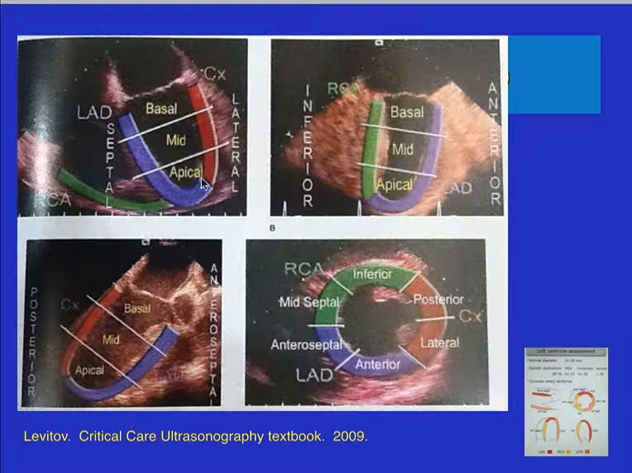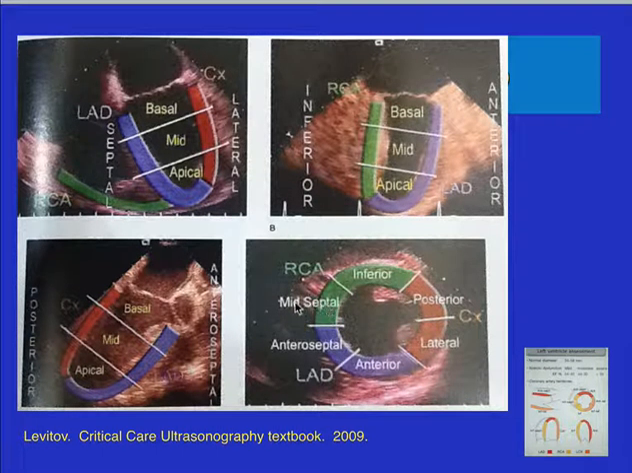Here's a slide that shows the different segments of the heart when you're looking at it in different views. This is an apical four-chamber view. This is a parasternal short view. This is the mitral valve, a parasternal long view. So you can see the apex at the end and basal segment. The most common place that we look for segmental wall motion abnormalities, though, is the parasternal short axis view.